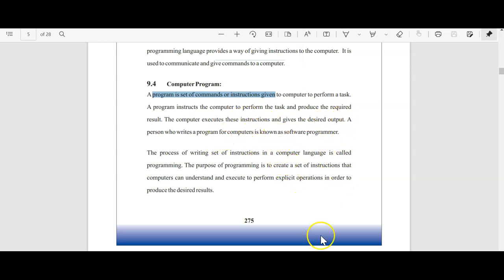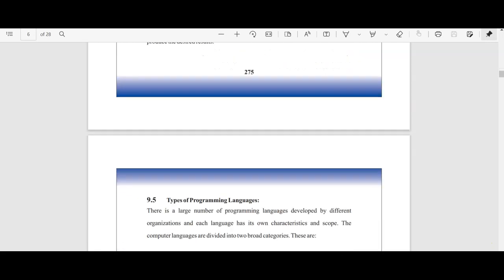A program is a set of instructions. For example, if you want the computer to add two numbers, you will say, take two numbers, add them, and after adding, give the result on the screen. These are three or four lines of instructions which make a very simple program so that the computer can work.